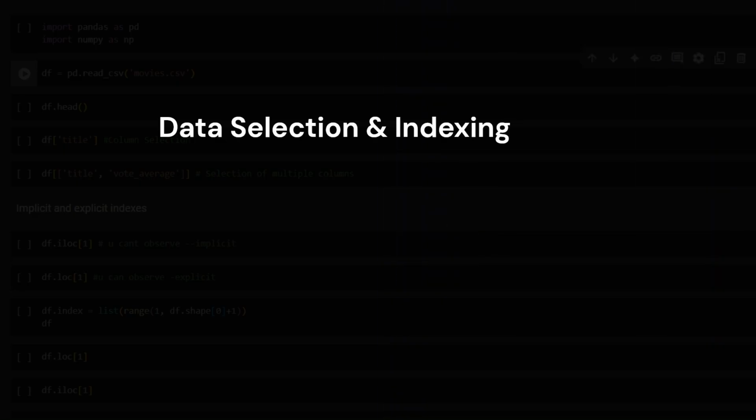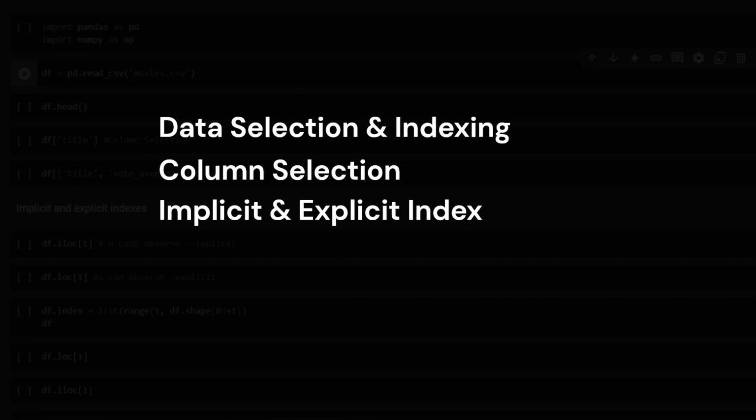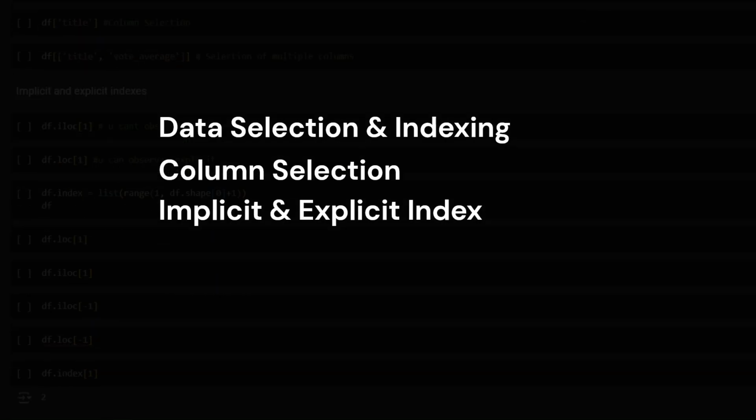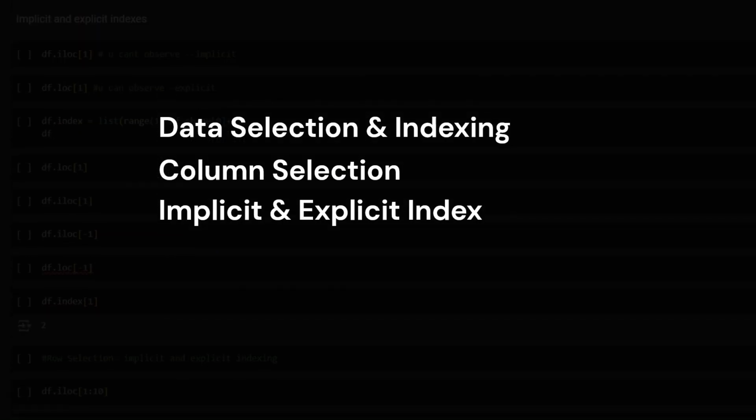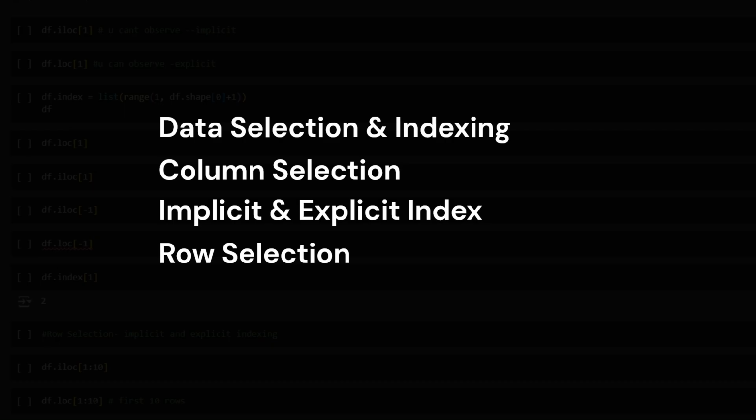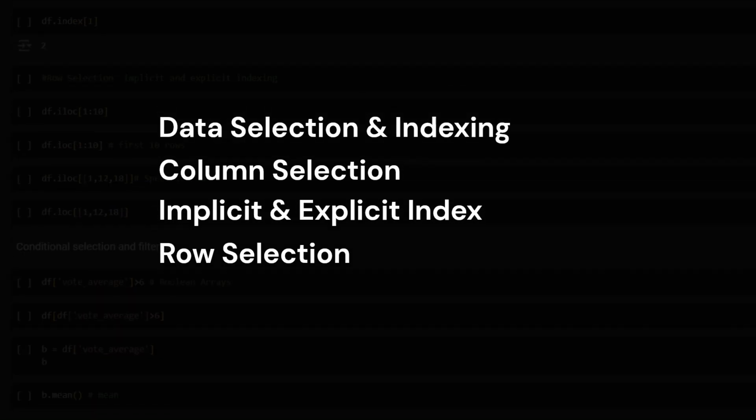In this video, we will discuss how we can select columns from a particular data set, it may be a single column, it may be multiple columns. Then we will have a look at what is implicit index, what is explicit index, and using that how we can select specific rows from a particular data set. And then we will also see how we can select data based on conditions. So let's jump in.